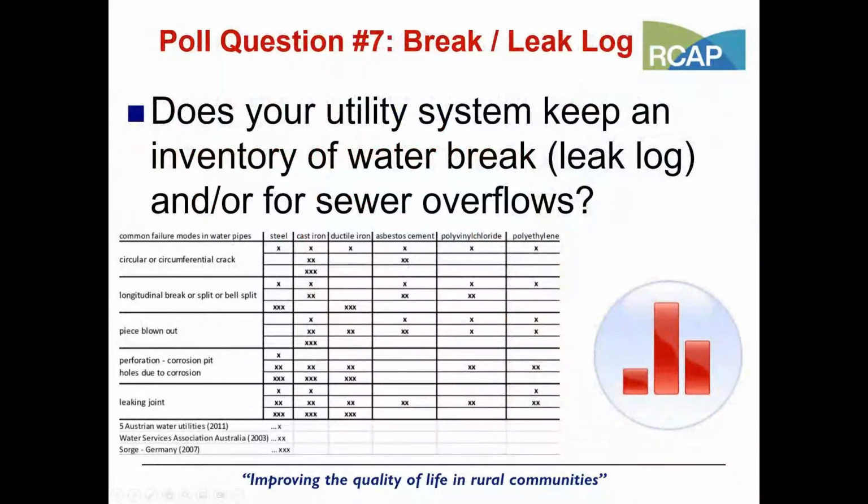Before I show you what the break log looks like with the GIS, I just want to get another poll. How many does your utility system keep in inventory of your water breaks or sewer overflows? There are a few different yes and no options. Personally, in my experience, I do see more just work order books, and there's nothing wrong with that. Especially, just having that is better than nothing.